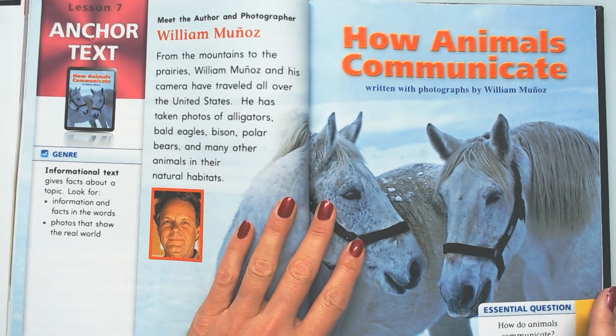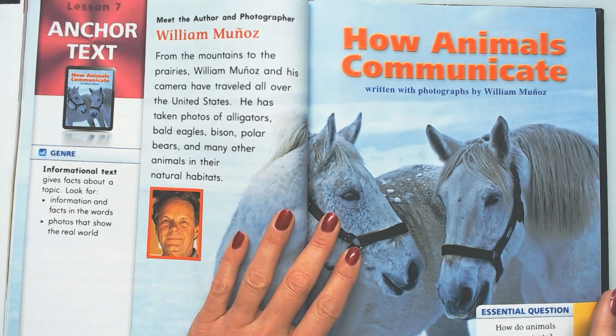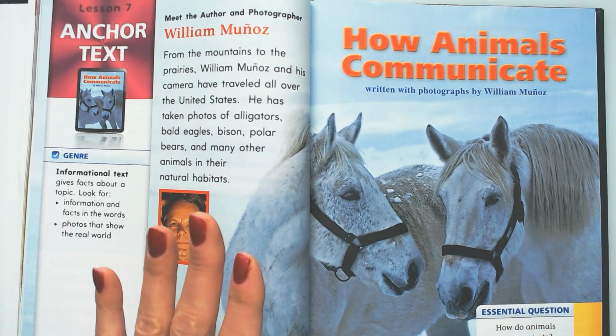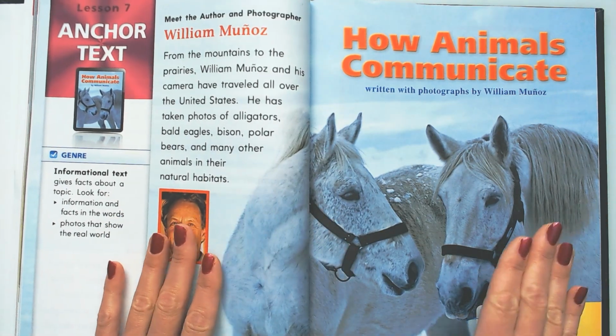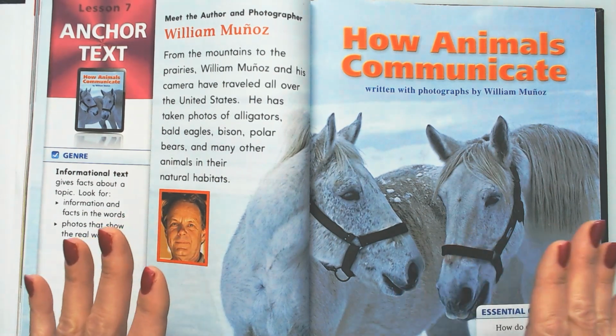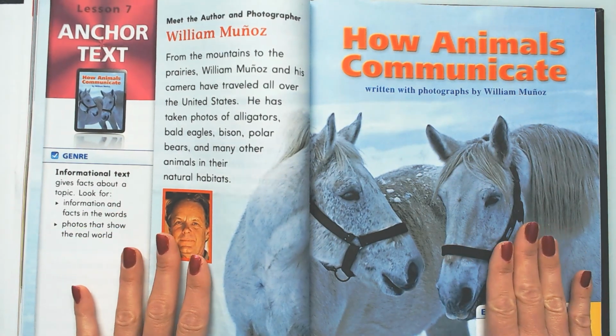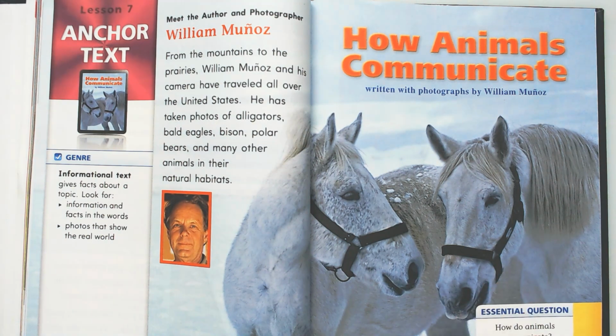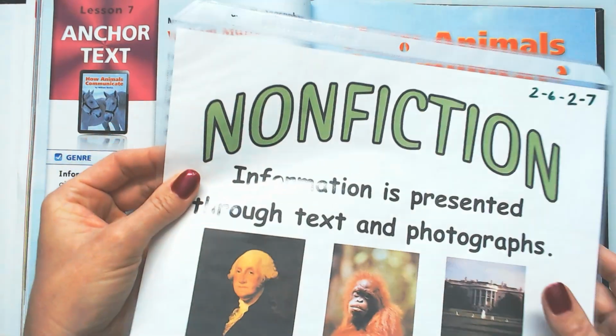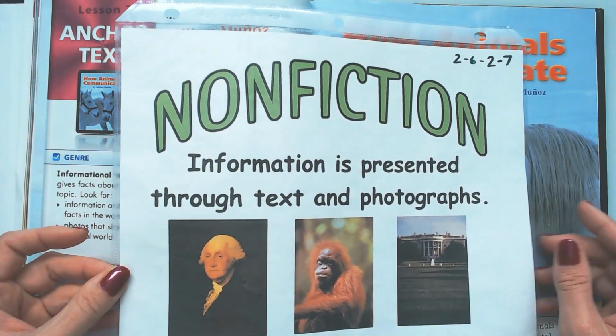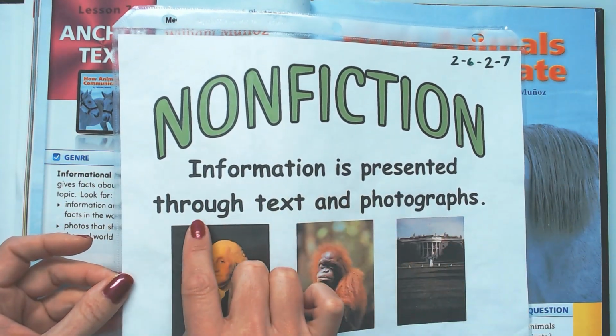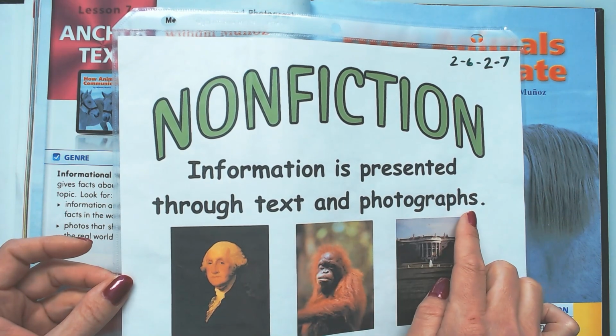It's not make-believe like last week when the sheep were going inside the house and going away in hot air balloons and all that. This is going to be all factual. And when something is all factual, it's called informational text, and it's also called nonfiction. So here's the word nonfiction. It says information is presented through text and photographs.